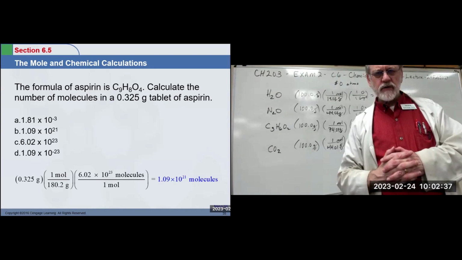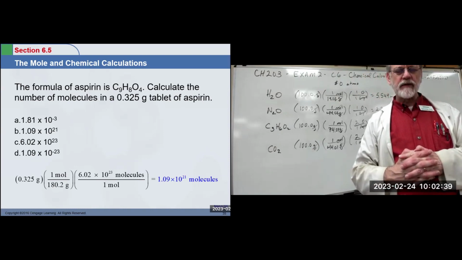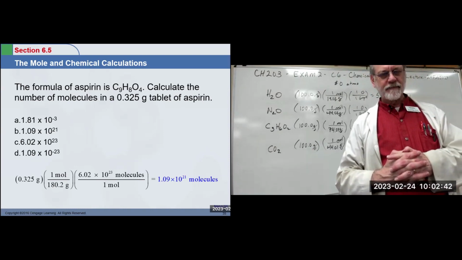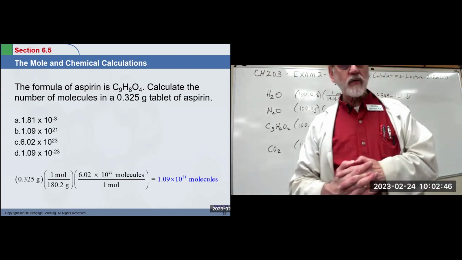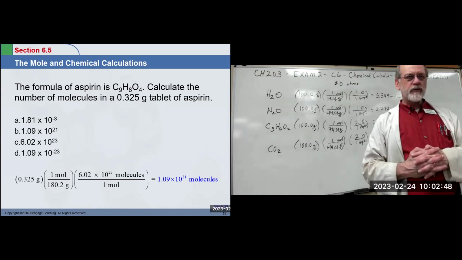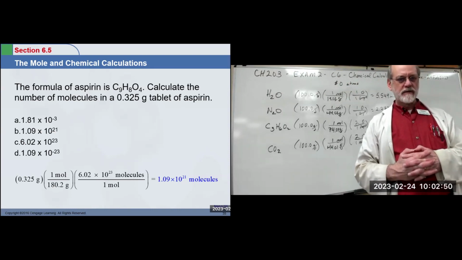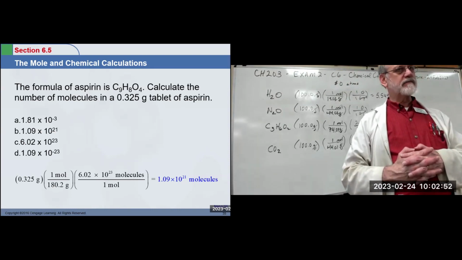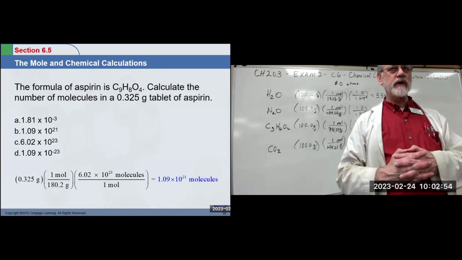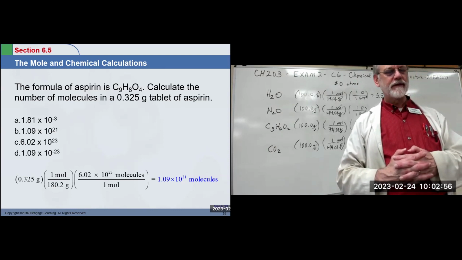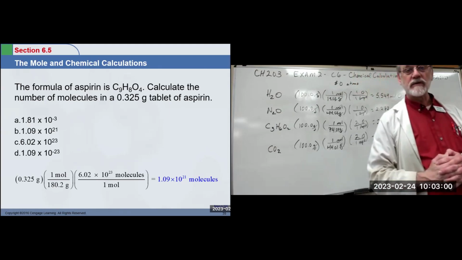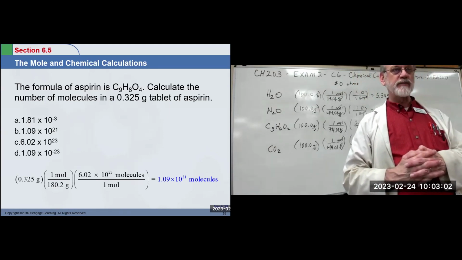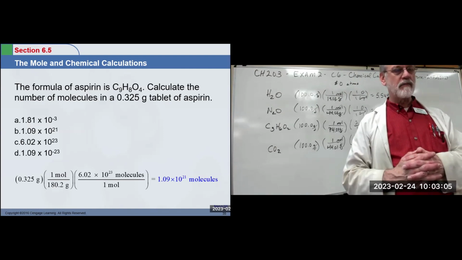Calculate the number of molecules in a 0.325 gram tablet of aspirin. All right, I'm not going to do that one on the board because it's right there. Now, why did we use 0.325 grams? Right, on the previous slide before this, we had 325 milligrams, didn't we? 325 milligrams is 0.325 grams. We have to use grams because the conversion factor is moles per gram.